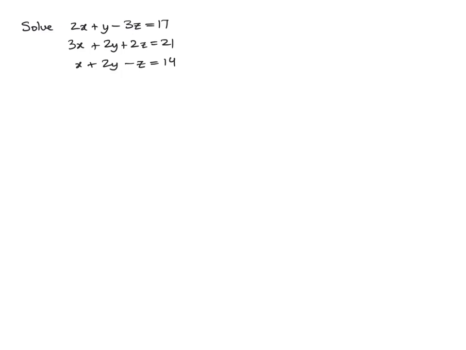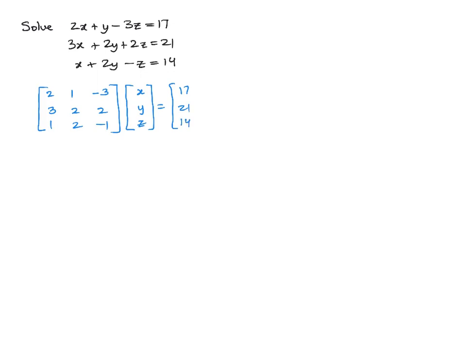The first thing we're going to do is convert this from a system of equations into a matrix equation. So the coefficients are 2, 1, -3, 3, 2, 2, 1, 2, -1. So that's the coefficient matrix. The variable matrix now is x, y, z. It's a 3-row, 1-column matrix. And the constant matrix now is 17, 21, 14.